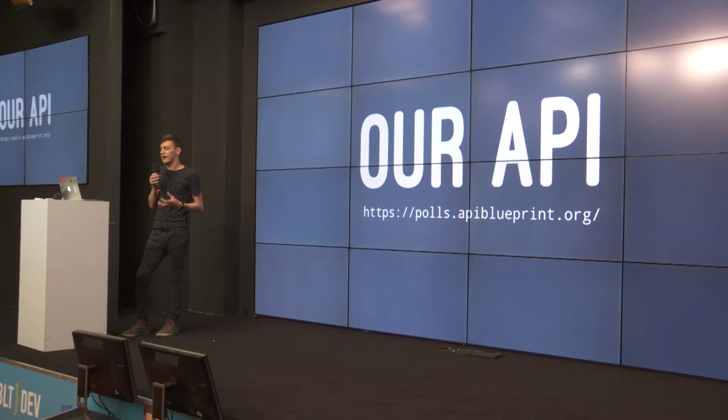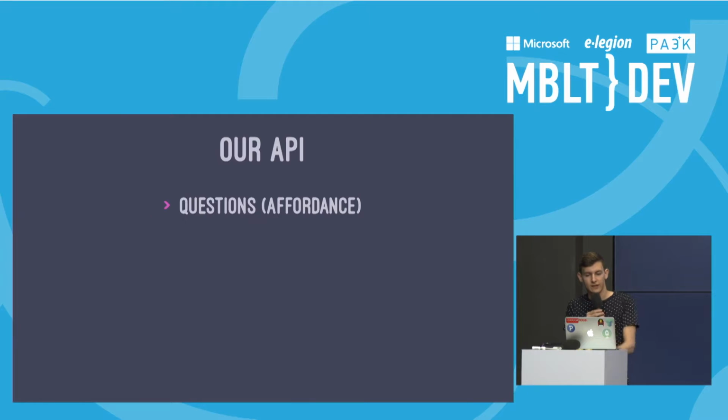So let's take a look at our API and how this relates to our API. So we have an API, our polls API. It can be found at this URL. It's where the base of the API is. And it may offer us some kind of affordances. So when we connect to the API, it offers us one main thing, to view questions. So this is the first state transition. We transfer from the root of the API to the questions resource.